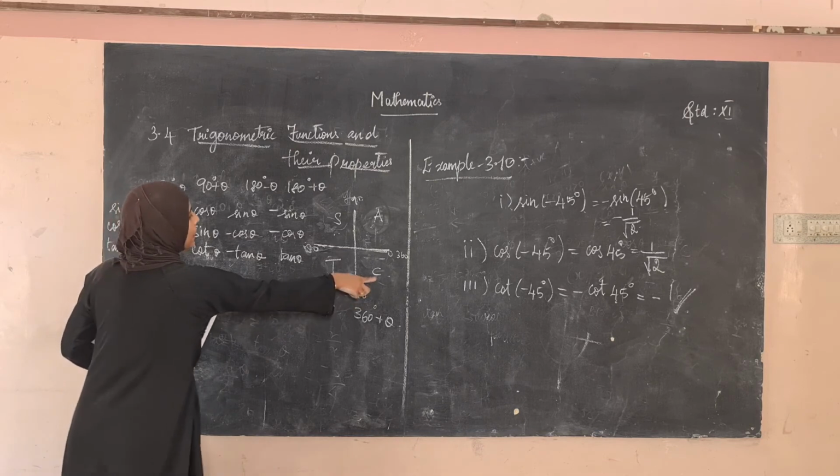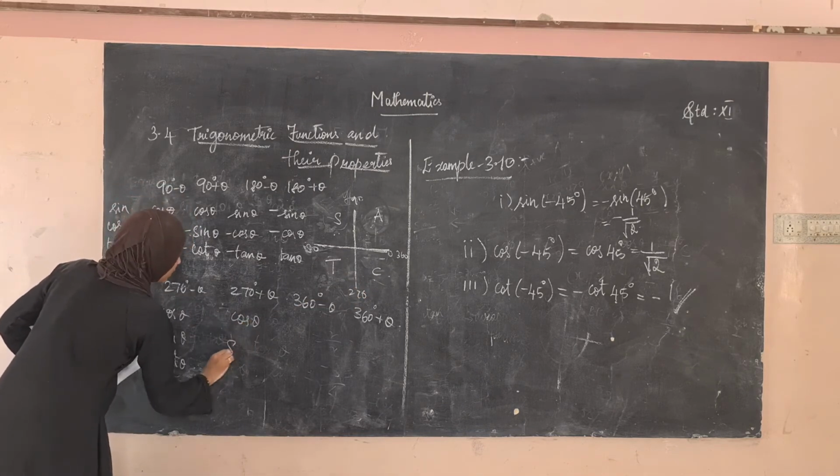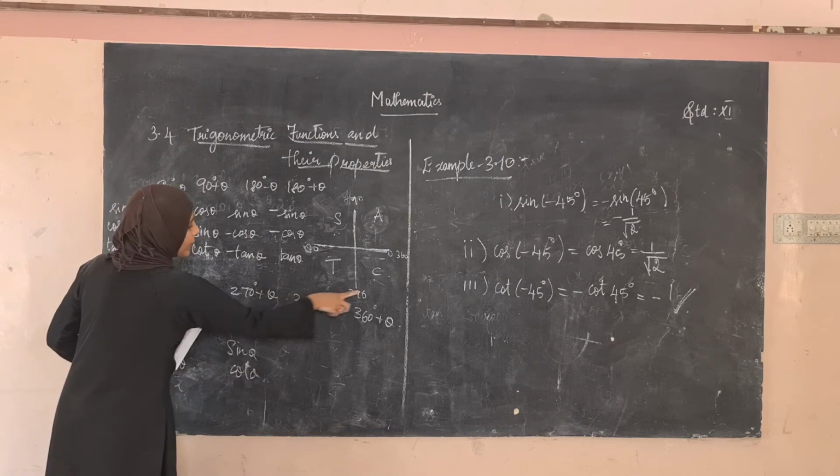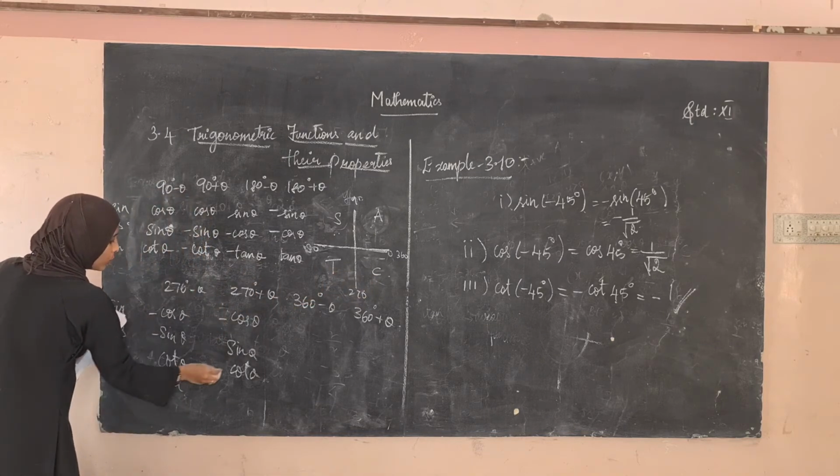And then 270 plus theta. With 270 everything changes: cos theta, sin theta, and this becomes cot theta. So 270 plus theta is in the fourth quadrant. Only cos is positive. Other two things are negative.